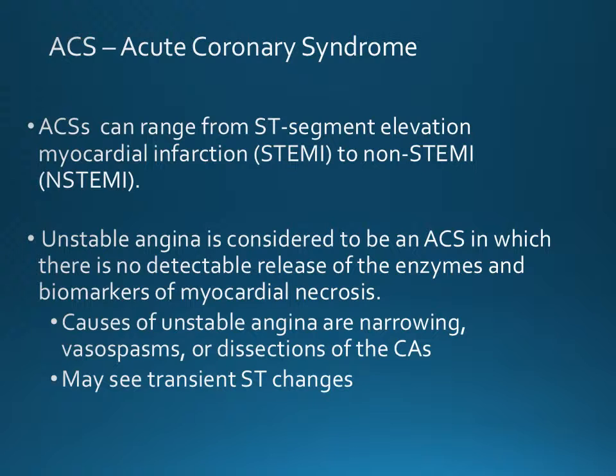Causes of unstable angina are narrowing of the arteries, vasospasms, or dissections of the coronary arteries, and we may see transient ST changes with the unstable angina. We're not going to go into the STEMIs at this time, so we're stopping with stable and unstable angina as far as this topic goes.